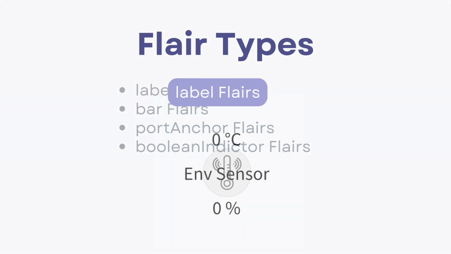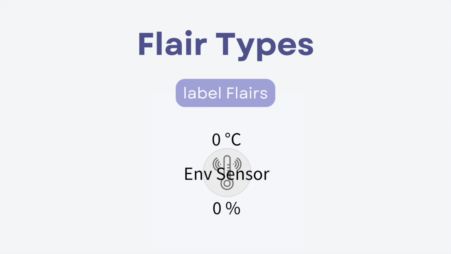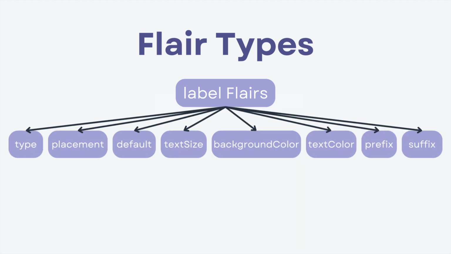Label flares are versatile and can be simply used to label a component or to display data. We utilize their prefix and suffix properties to help specify units. For example, if we wanted to display the humidity value from our environmental sensor with a % symbol, we can assign a suffix with % so that the data pulled has units.